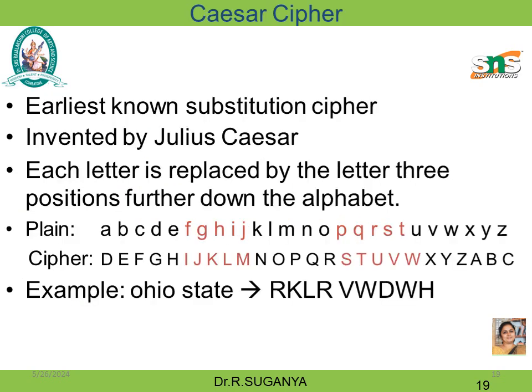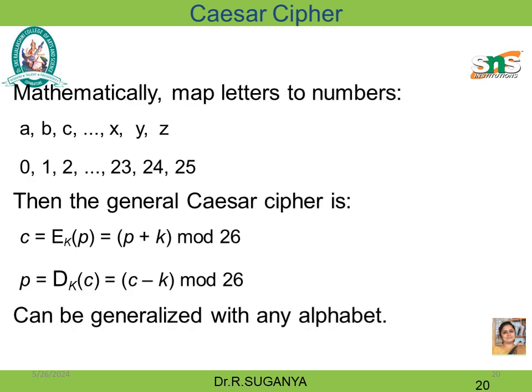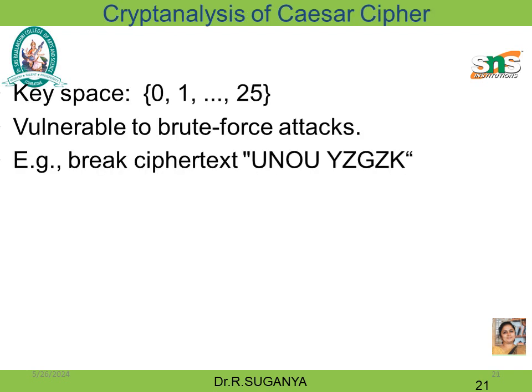The Caesar cipher, the earliest known substitution cipher, was invented by Julius Caesar. Each letter is replaced by the letter three positions further down the alphabet. The plain text alphabet runs A, B to Z, and each letter maps to its cipher letter. Mathematically, we map letters to numbers. The general Caesar cipher is E_K(P) equals (P plus K) mod 26, and for decryption, (C minus K) mod 26. It can be generalized to any alphabet.